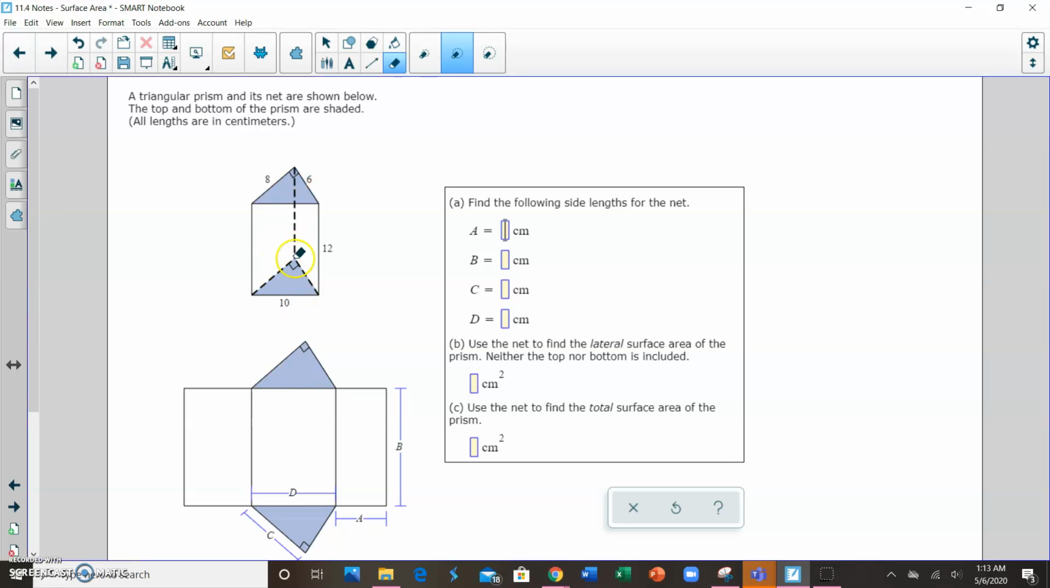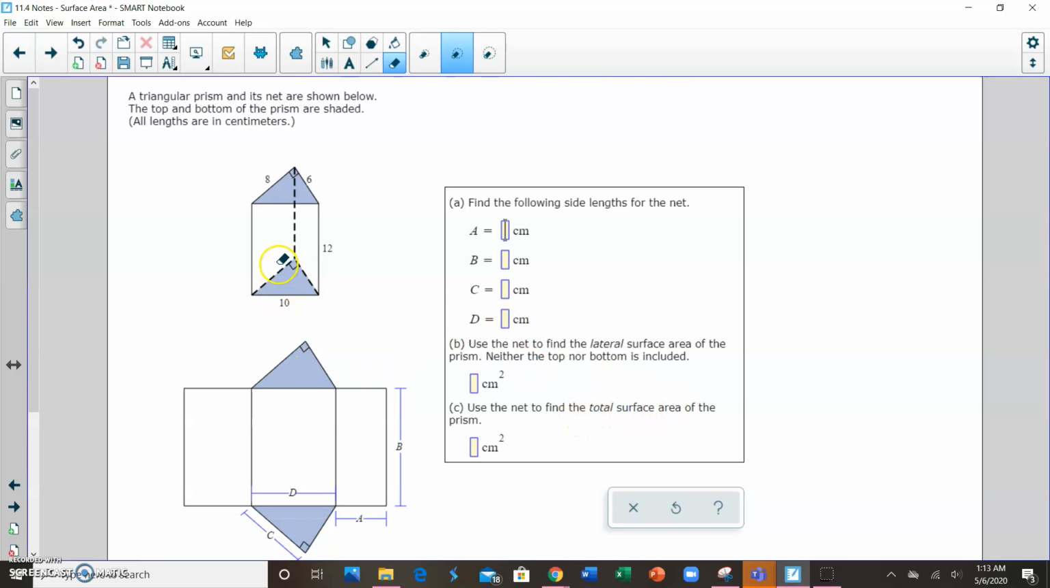So the top and the bottom have to match. You see how this is the top and that's the bottom? These 3 sides don't match, so they cannot be the top and the bottom. Therefore, these white rectangles are the lateral area, and the top and the bottom are not part of the lateral area, but part of the total surface area.